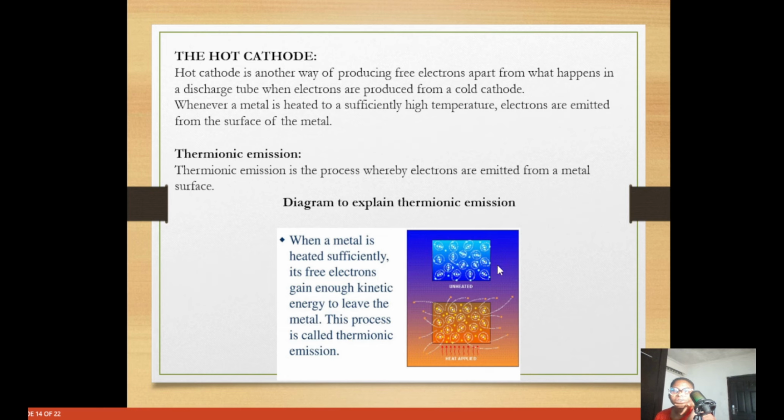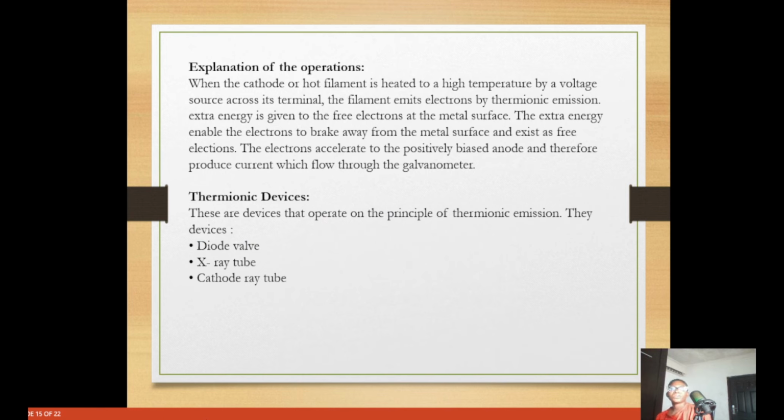You can see it. When it was unheated, all of them were stable and not moving, but due to heating, look at it, they started moving, and the state is no more stable. Explanation of the operation: when the cathode or hot filament is heated to a high temperature by a voltage source across its terminals, the filament emits electrons by thermionic emission. Extra energy is given to the free electrons at the metal surface. The extra energy enables the electrons to break away from the metal surface and exist as free electrons. The electrons accelerate to the positively biased anode and therefore produce current which flows through the galvanometer. You know what the galvanometer is?